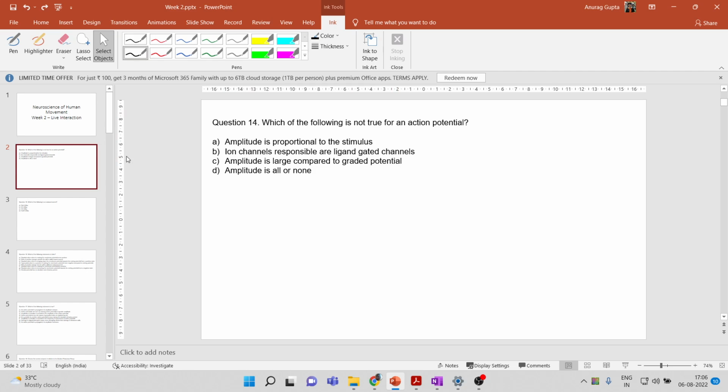So we stopped here, question 14. Which of the following is not true for an action potential? A. Amplitude is proportional to the stimulus. B. Ion channels responsible are ligand gated channels. C. Amplitude is large compared to graded potential. And D. Amplitude is all or none. You guys can take 30 seconds to answer. Type in your answers and set a timer for 30 seconds.